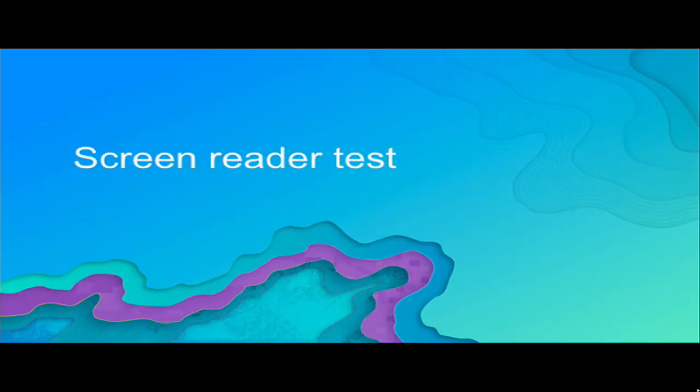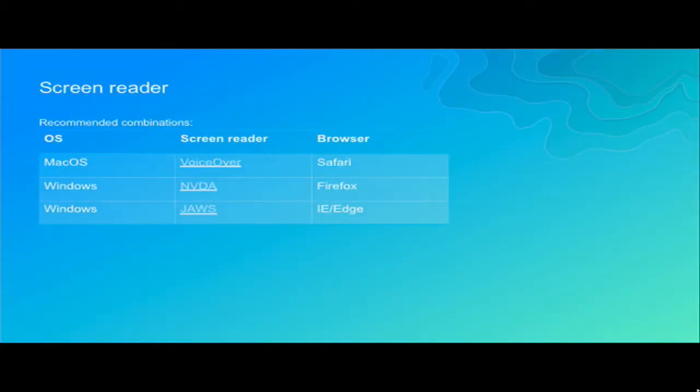So we talked about running the automated testing. We talked about using keyboard test. The third step is to run screen reader test. So what is a screen reader? A screen reader is basically a type of assistive technology that reads the web content and conveys the content to non-sighted users.